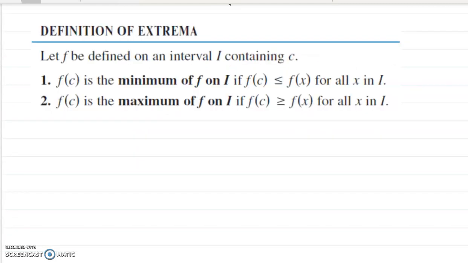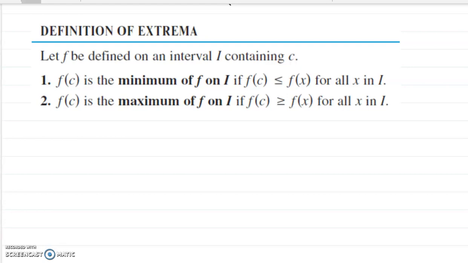Okay, then let's look at how the textbook defines the extrema of a function. Definition of extrema: let f be defined on an interval I containing c. 1. f(c) is the minimum of f on I if f(c) is less than or equal to f(x) for all x in I. 2. f(c) is the maximum of f on I if f(c) is greater than or equal to f(x) for all x in I. This definition sounds very complicated, but if we draw the graph and look at what it means, then it makes more sense.